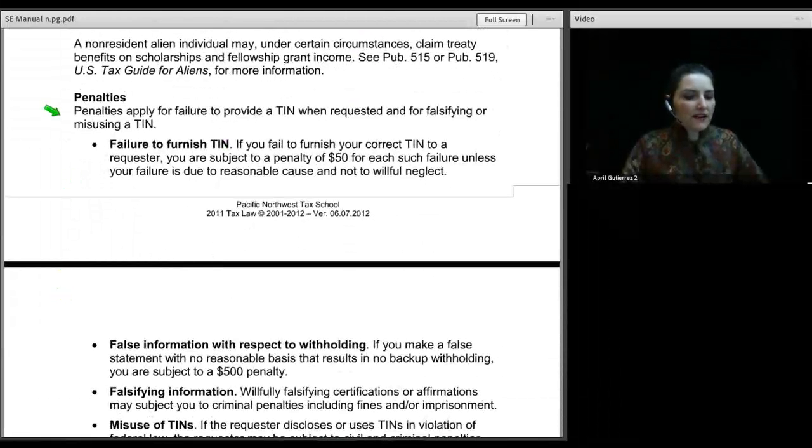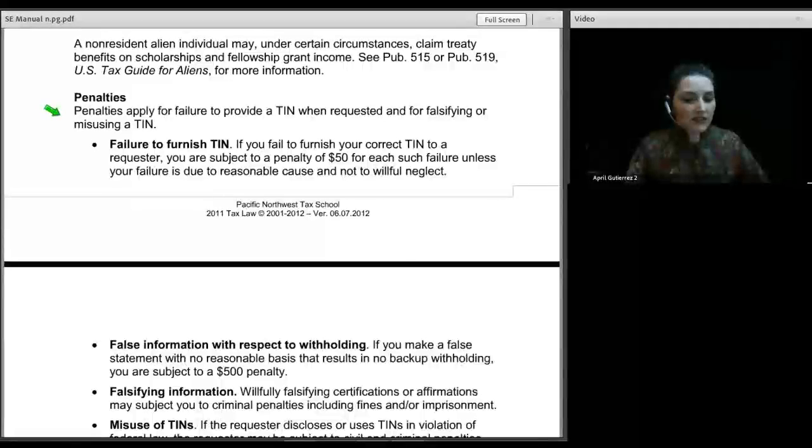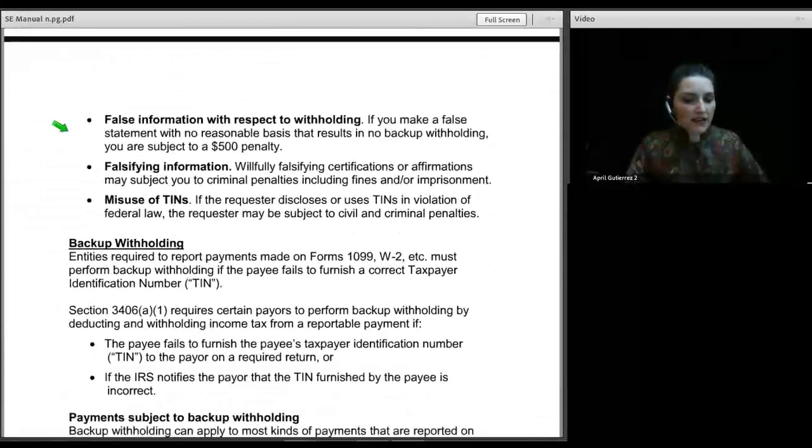Penalties. The penalties apply for failure to provide a TIN when requested. So you've requested someone to give you their TIN and they are refusing. Is there a penalty for that? Yes, there is. It's $50 for each such failure. Not a very big penalty, but it is there.